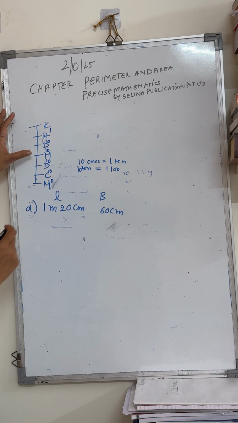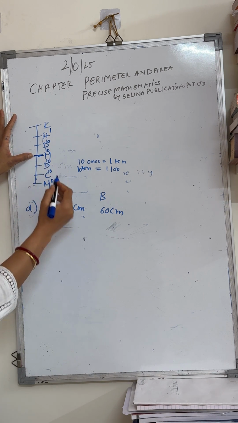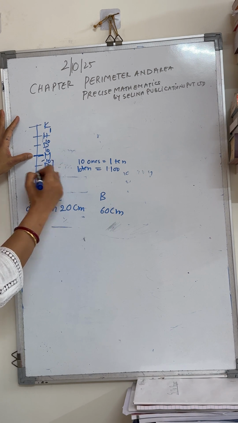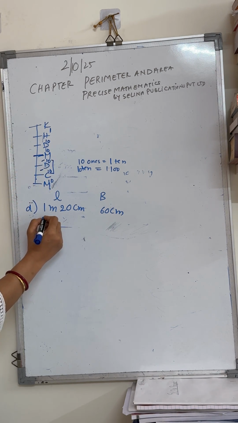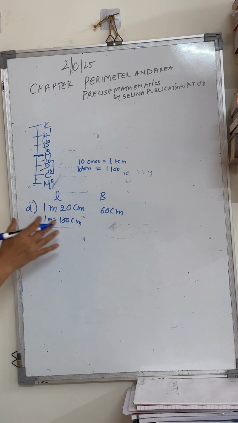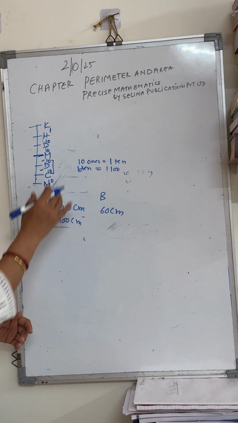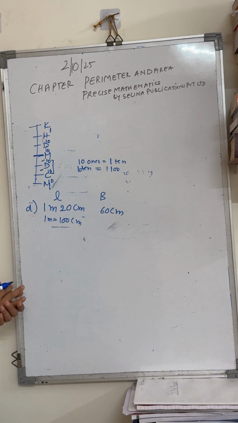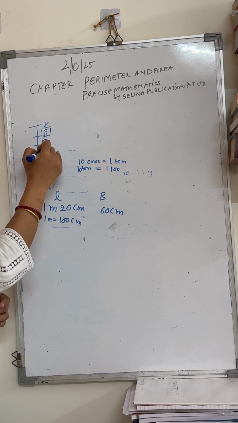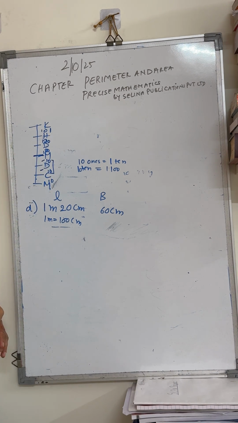Now see, meter is here, centimeter is here. So 10 and 10, this makes 100. It means 1 meter is equal to 100 centimeter. You have to memorize this. If you do not know this, you cannot solve these problems. So please memorize it, and just remember that there is a difference of 10 in each scale.